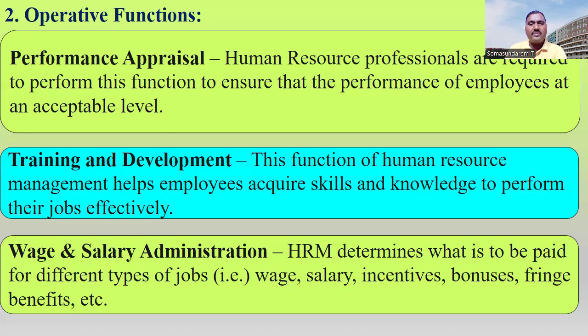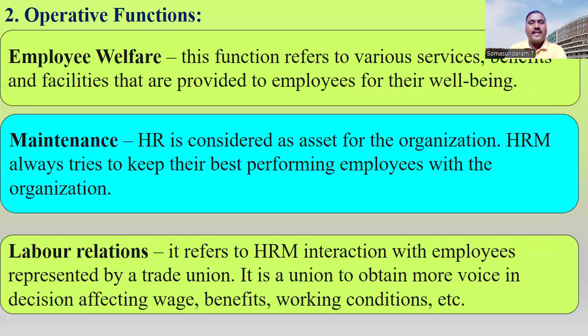Wage and salary administration is also another operative function, where it is helpful for them to know their grade and how much pay they will get to fulfill their basic things, along with all the information about incentives and bonus. Employee welfare is also another operative function, where it fulfills the human resource employees' basic needs and wants by giving benefits and certain facilities.